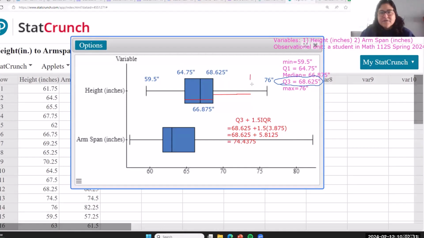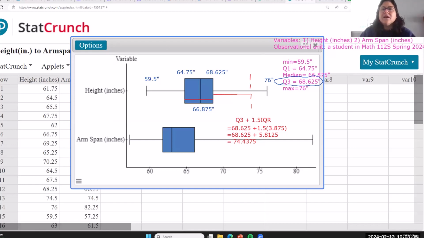So I'm going to draw, so got that. So there's our outer fence. It's our upper fence that tells us where our outliers are. So right around 74.4375. So we definitely have an outlier here at 76. And we also need to go through our list and see if there's any other outliers. So anything that's higher than 74.4375, that's going to be an outlier.